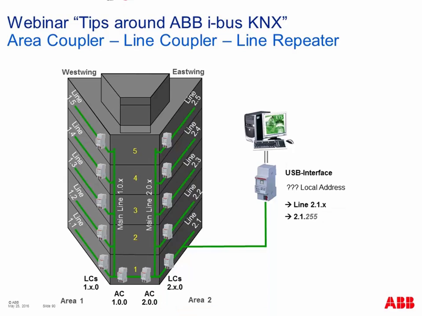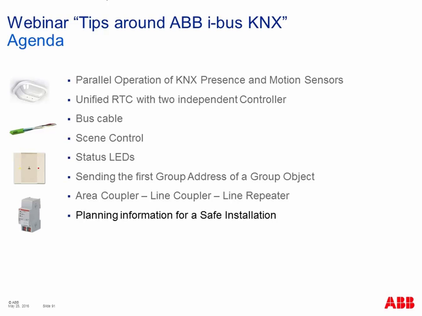Or now when you go here, for example, in floor number 1 in our east wing, which is line 21, you have to change the local address of the USB interface to the address 21255. So be careful, check the line here, the addresses, and then change it here to the corresponding individual address. If not, then maybe you get a problem.